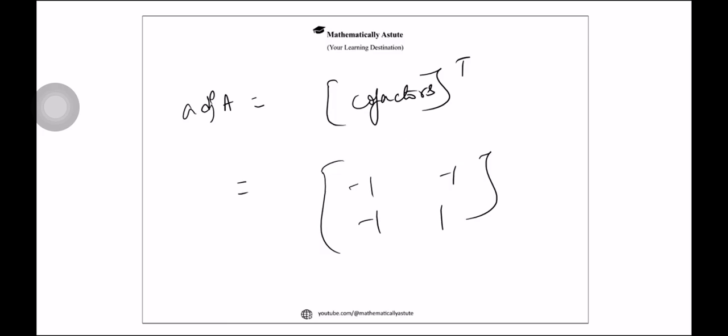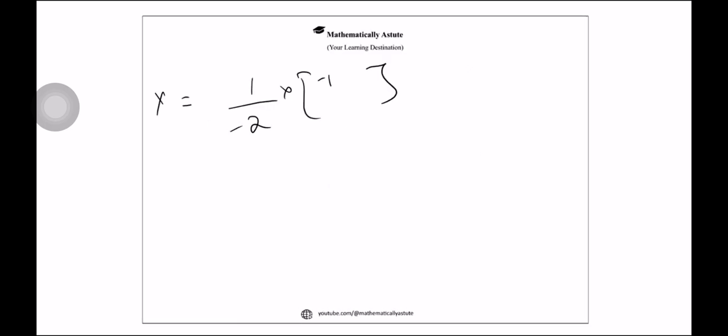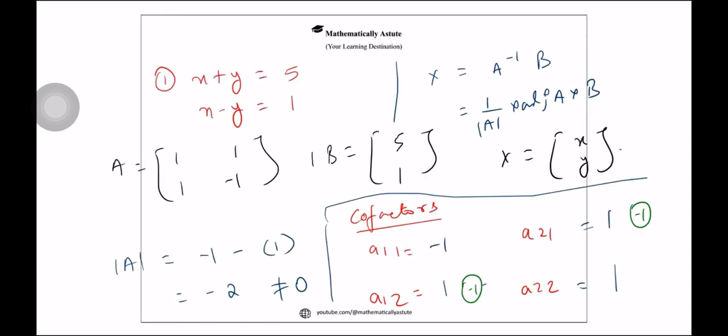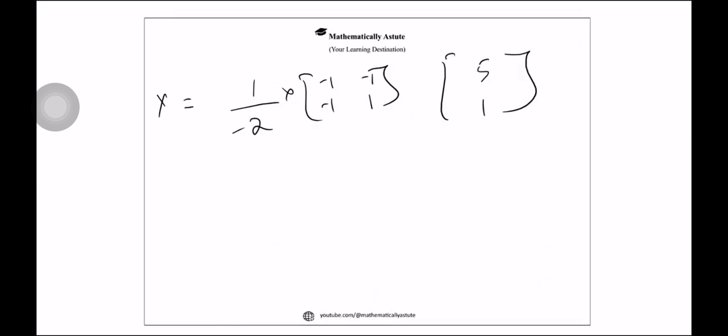Now putting the values here, x is equal to 1 by minus 2, into the adjoint, which is 1, minus 1, minus 1, 1. What do we have in B? In B we have 5 and 1. Okay, so this is 5 and 1.